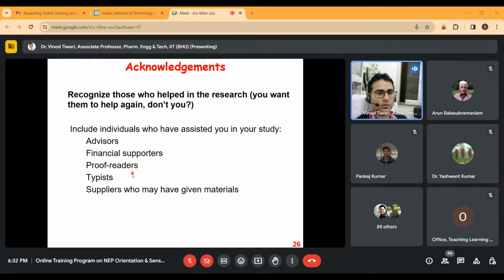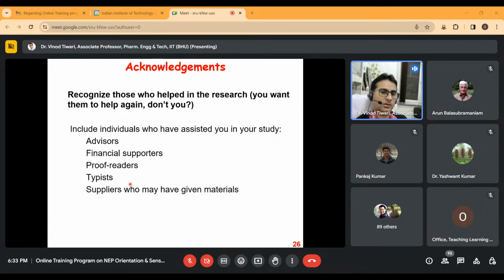Proofreaders, for example, in certain institutes they have grant writers or publication writers, so they should not be the authors. People generally think that they can be included as the author. No, they have proofread your manuscript. They cannot be the author in your work. They can come in the acknowledgement section.